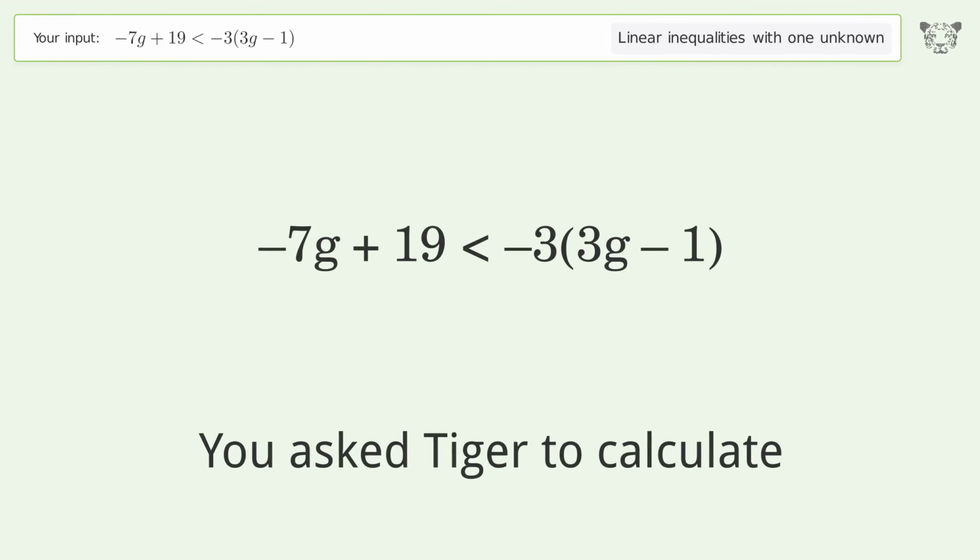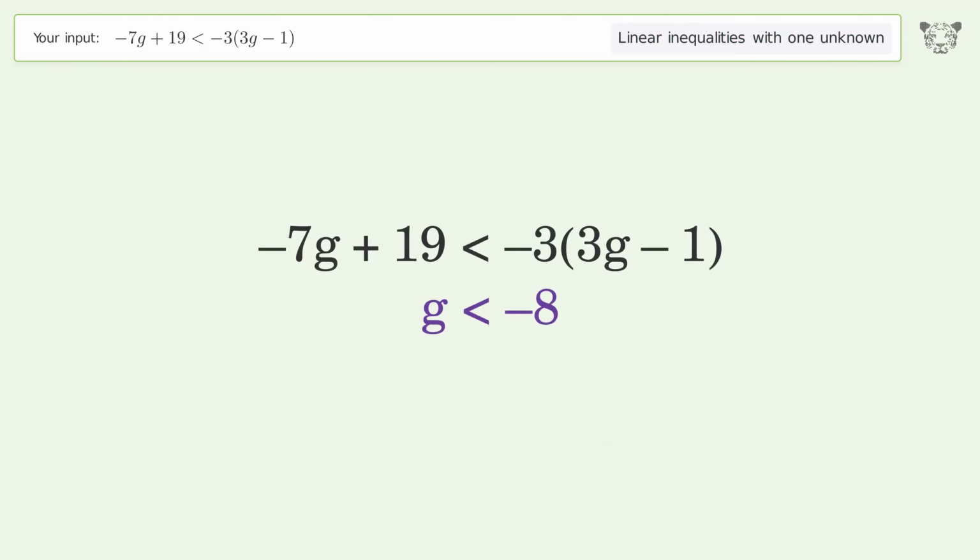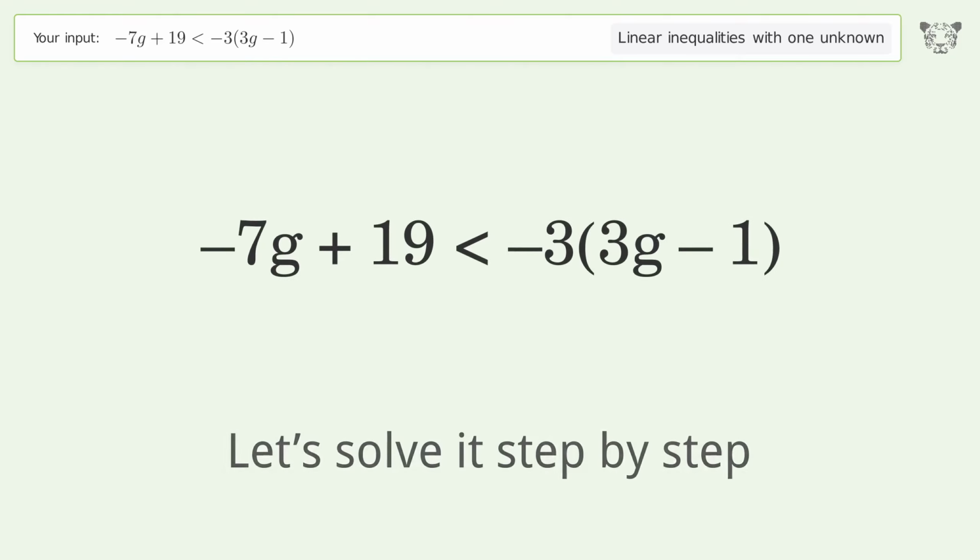You ask Tiger to calculate. This deals with linear inequalities with one unknown. The final result is g smaller than -8. Let's solve it step by step.